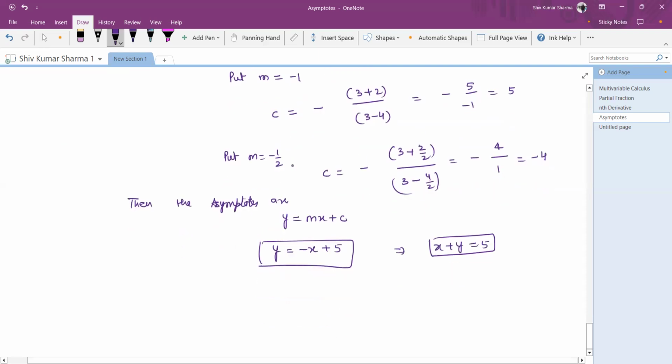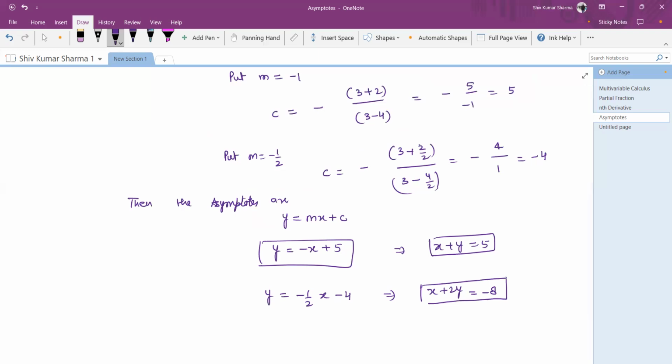And for finding the second asymptote, we have y is equal to mx. So what is the m? Minus 1 by 2 into x, and c is minus 4. So you can write this equation as x plus 2y is equal to minus 8. So this is our second asymptote.